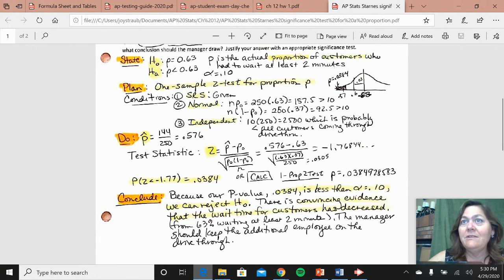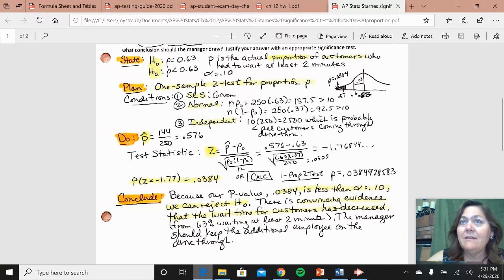Conditions: SRS was given. You needed to do n times your p null, and both of those were greater than 10, hopefully, n times 1 minus p also. Independence: your large number test to see if you've got enough testing going on there, the right number tested. And we get 2,500, which is probably, we're going to assume, less than all the customers that come through the drive-through. We're going to have to assume that.